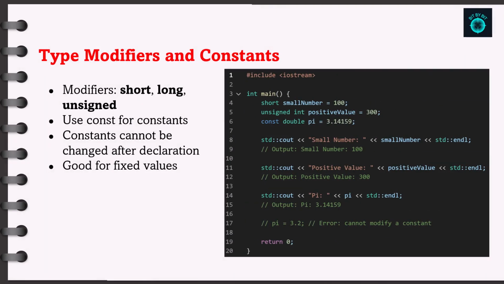Type modifiers and constants. C++ offers type modifiers that extend the behavior of base types. For example, short and long change the size of int, while unsigned removes the ability to store negative numbers. When you want a variable whose value never changes, use const. For example, const double pi = 3.14. Now pi cannot be changed later in the program. Constants are useful for fixed values like mathematical constants, configuration limits, or anything that should remain unchanged.